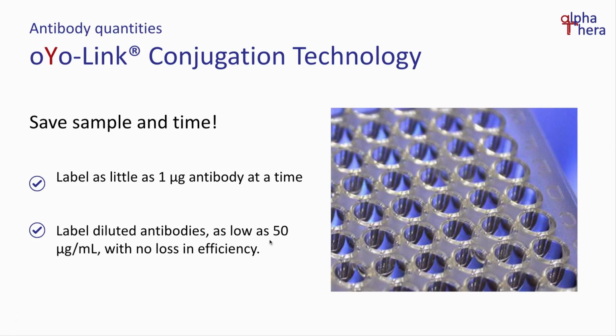Antibodies at concentrations as low as 50 micrograms per milliliter can also be labeled efficiently, with no loss in conjugation efficiency.